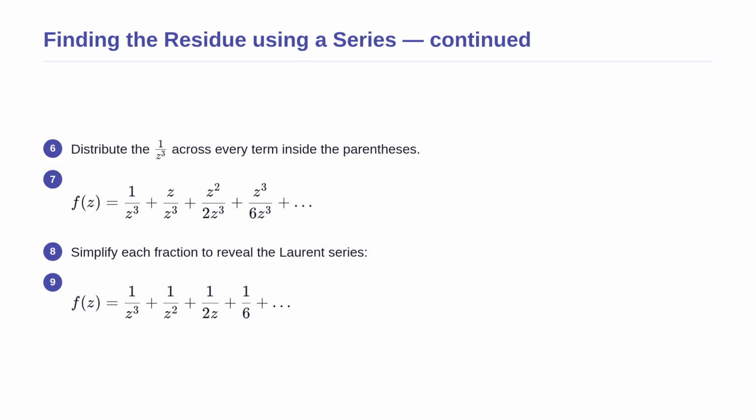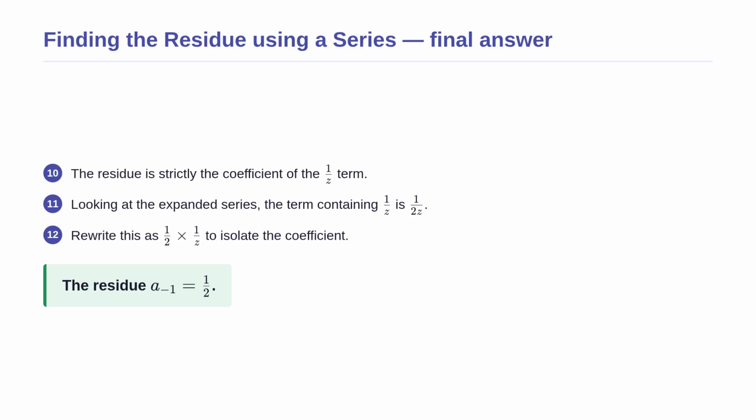Continuing with our calculation, our next step is to combine the outside term with the series. We distribute the 1 over z cubed across every single term inside the parenthesis. By multiplying the terms through and simplifying the fractions, we successfully generate the Laurent series for our function around the point z equals 0. Notice how the positive powers from the exponential function have been shifted downwards into negative powers by the denominator. This shift is exactly what creates the principal part of our series. Now we just need to locate our residue.